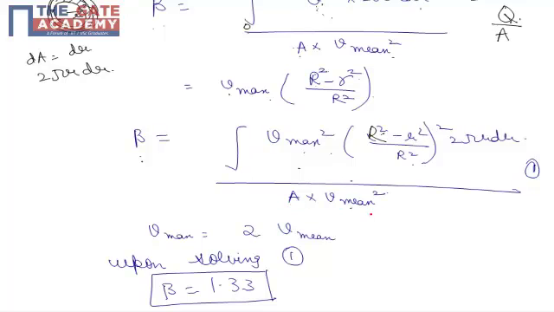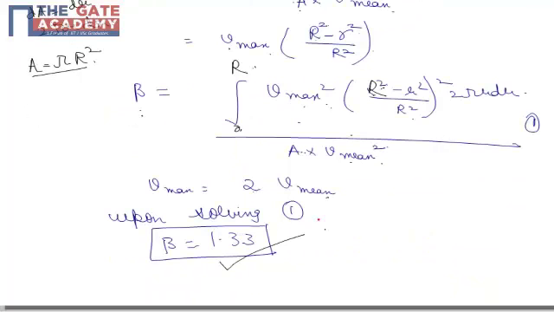and in the denominator we have A into V mean square, and we know from the given information that V max is equal to twice of V mean. So simply by substituting V max as twice of V mean, we end up with the integral in terms of r, because capital A can be substituted as pi into capital R square. So simply by solving this simple integral within the limits of 0 to capital R, the value of beta, that is the momentum correction factor, comes out as 1.33.